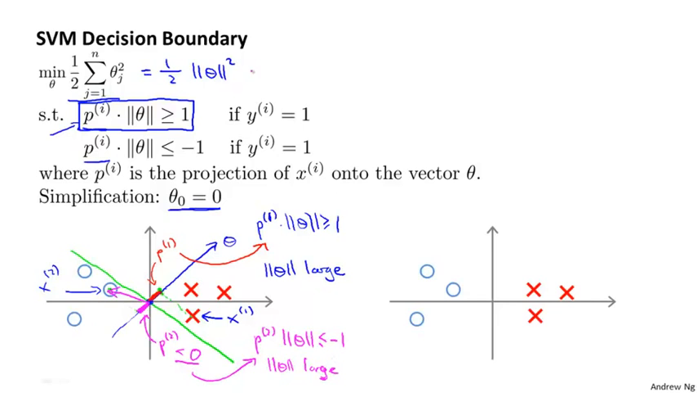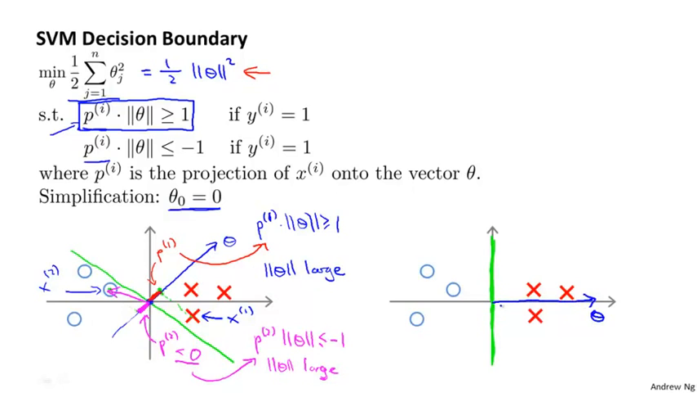But what we're doing in the optimization objective is we're trying to find a setting of parameters where the norm of theta is small. And so, this doesn't seem like such a good direction for the parameter vector theta. In contrast, let's look at a different decision boundary. Here, let's say this SVM chooses that decision boundary. Now the picture is going to be very different. If that's the decision boundary, here's the corresponding direction for theta.